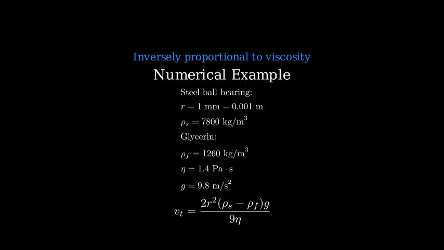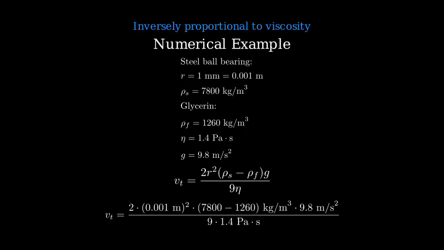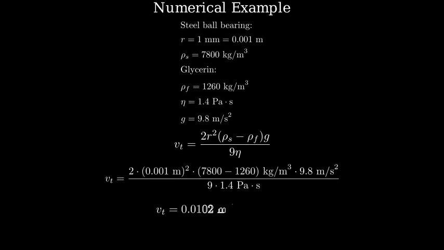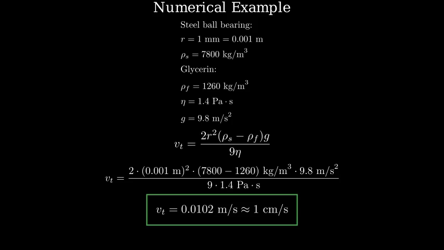v_t equals 2 times r squared times (rho_s minus rho_f) times g divided by 9 eta. Substituting our values, v_t equals 2 times (0.001 meters) squared times (7,800 minus 1,260) kilograms per cubic meter times 9.8 meters per second squared, divided by 9 times 1.4 Pascal seconds. Computing this gives us v_t equals 0.0102 meters per second, or about 1 centimeter per second.